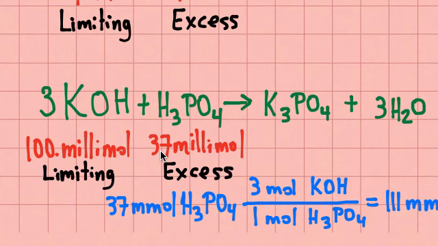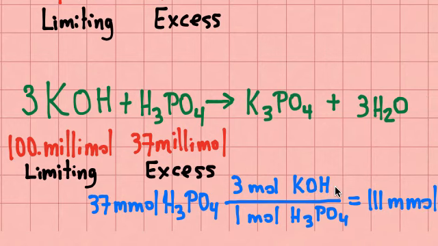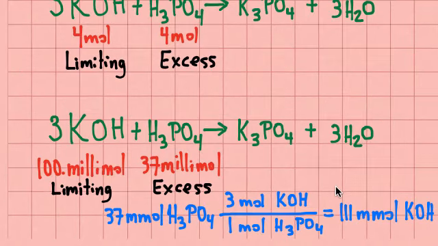no, it's not. In other words, if I looked at the mole ratio, 3 to 1, I could take 37 millimoles of this, convert 1 millimole of phosphoric acid relating to 3 moles of KOH, and that would imply to me that I would really like to have 111 millimoles of KOH, and I don't quite have that much. 111, I have only 100. So because of that, this is limiting.